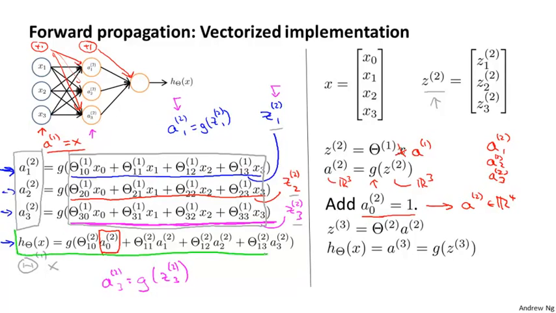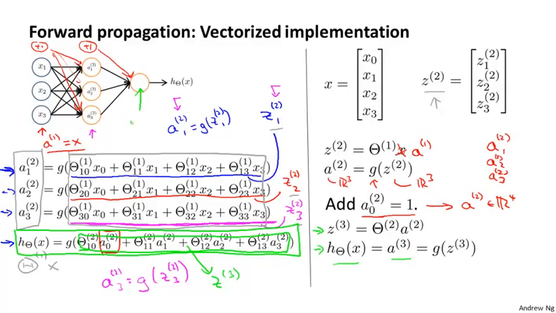And finally, to compute the actual output value of our hypothesis, we simply need to compute z3. So z3 is equal to this inner term that I'm underlining, and z3 is theta2 times a2. And finally, my hypothesis outputs h of x, which is a3. That's the activation of my one and only unit in the output layer. So that's just a real number. You can write this as a3 or as a31, and that's g of z3.